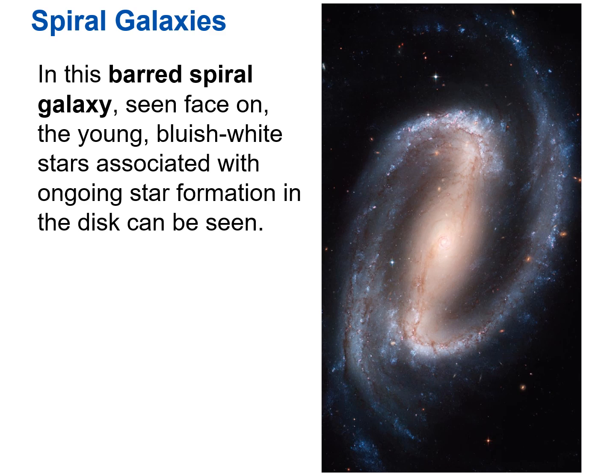This is a barred spiral galaxy. The young bluish-white stars associated with ongoing star formation in the disk can be seen. You can see, hopefully, why it's called a barred spiral galaxy. Notice that the spiral arms do not start directly from the central bulge, but rather there's the bulge and then what looks like a bar, and then the spiral arms come from it. And that's actually the type of galaxy that the Milky Way is, not just a spiral galaxy, but a barred spiral galaxy.